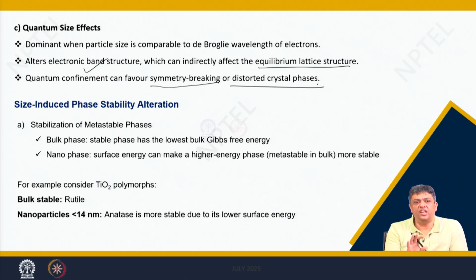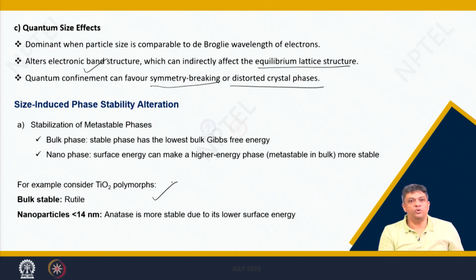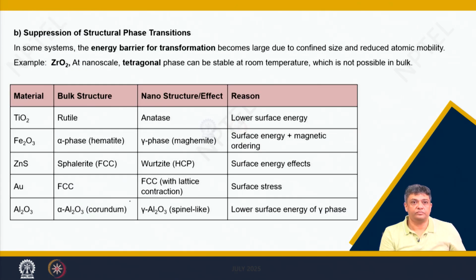Because of this modulation in energy levels, you can have metastable phases, or you can actually have stable phases which are different from those that you observe in the bulk. Let us say TiO2 polymorphs. If you see the structure of TiO2 in bulk, it is rutile, but if you take it to smaller size, it changes its nature and gives you an anatase phase which is different from the rutile phase.